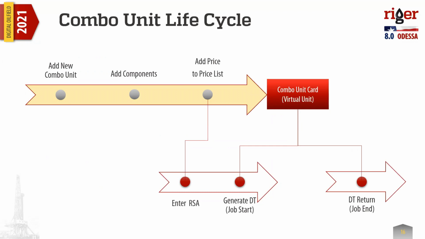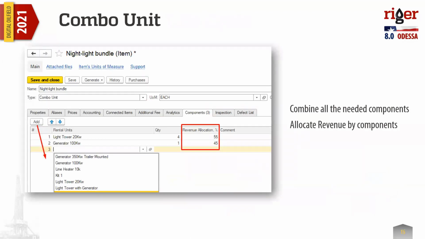So under the combo unit, as we can presume, we have, for example, this night light bundle combo unit, and inside that we have the light tower, we have the generator, and we can basically add any other rental unit under this list, and as many as we'd like. And we can also allocate revenue under this specific combo unit.